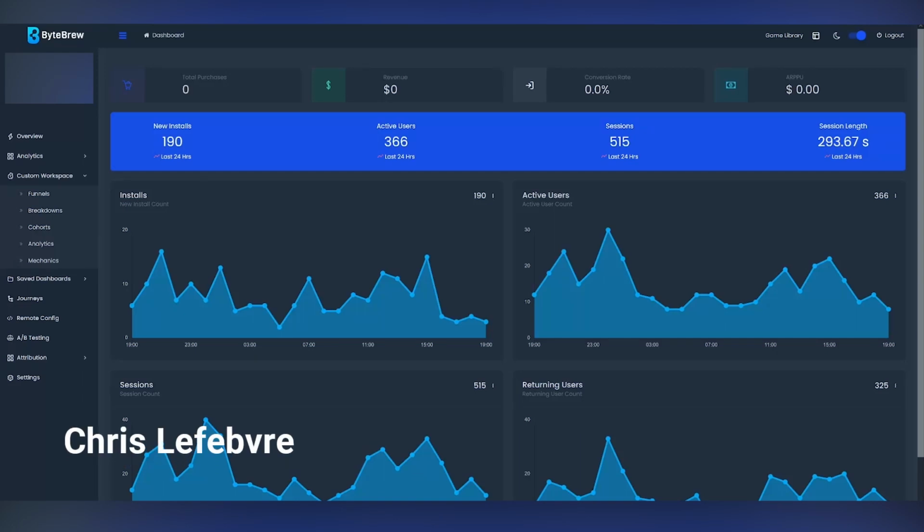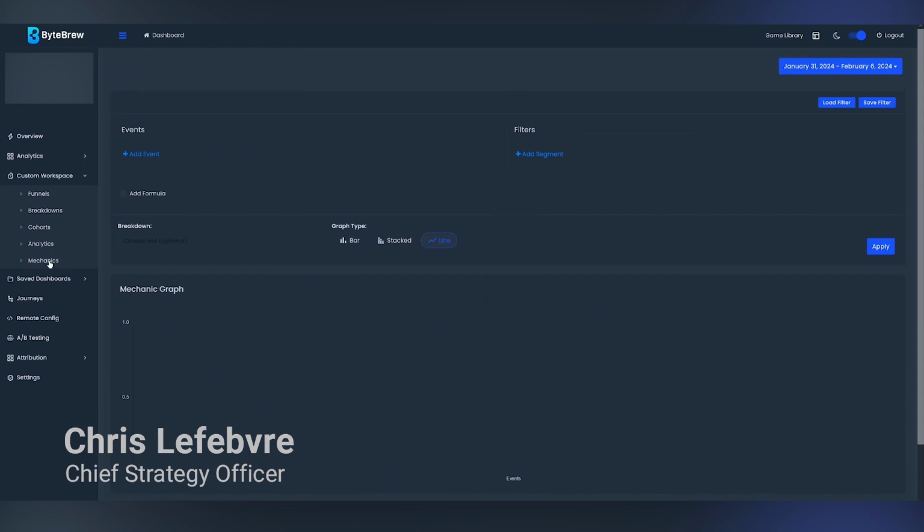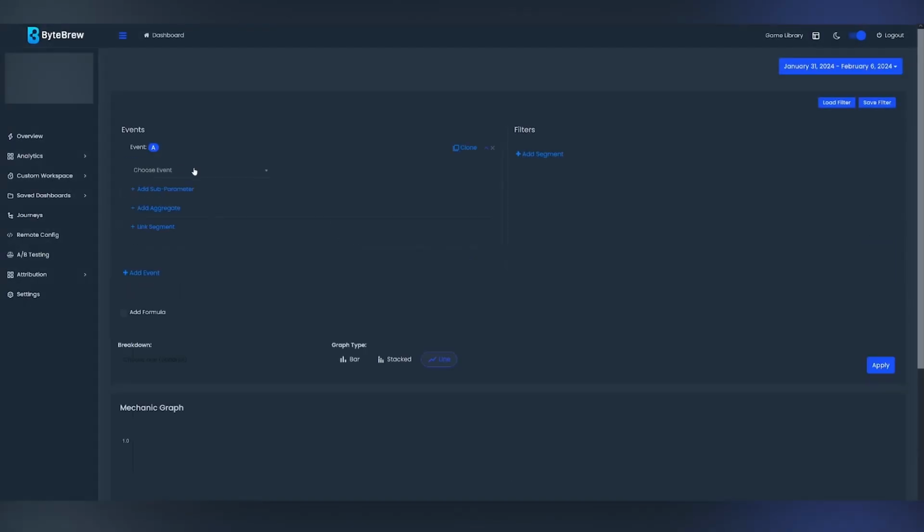Today I'm going to show you how to analyze your win rate in your games. First place I'm going to take you for this is Custom Workspace Mechanics. And I'm going to first select my custom event mission for your game. This might be battle or level or race or goodness knows what.